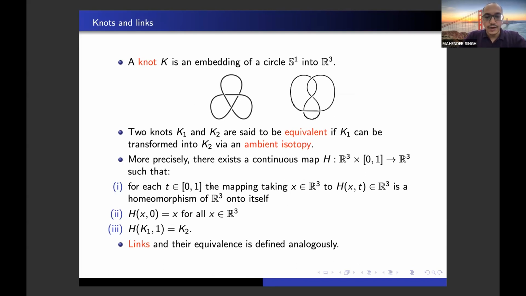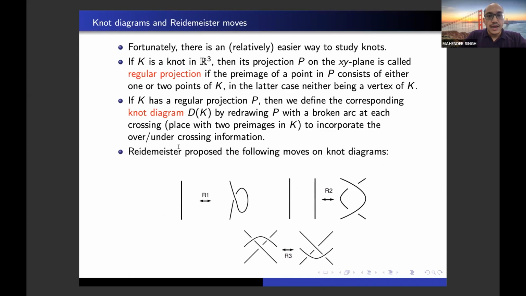One can imitate the same definition and write it down for links. I will not write it down. Showing whether two knots or links are equivalent is in general difficult. Fortunately, there is a relatively easier way to study knots via planar four-valent graphs, that is, knot diagrams. Take a knot K in R3 and project it on the plane. We call it a regular projection if the pre-image of each point is either 1 or 2 points, just avoiding the vertices. This projection with over and under information is called a knot diagram.